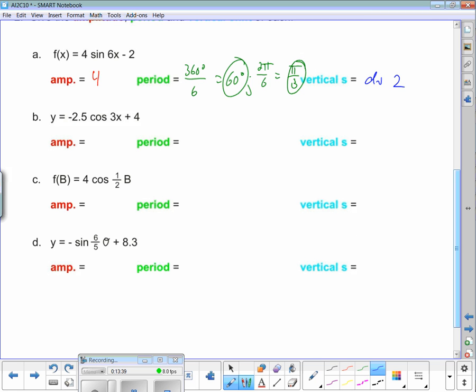All right, go ahead and do B. What about B? Give the amplitude, give the period, give the vertical shift. Amplitude, period, vertical shift.